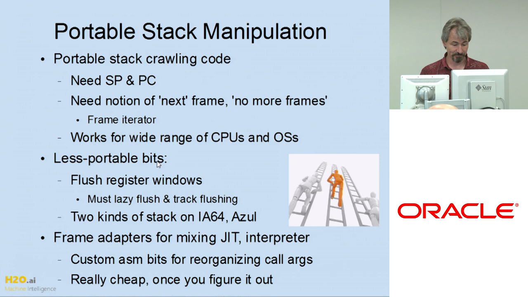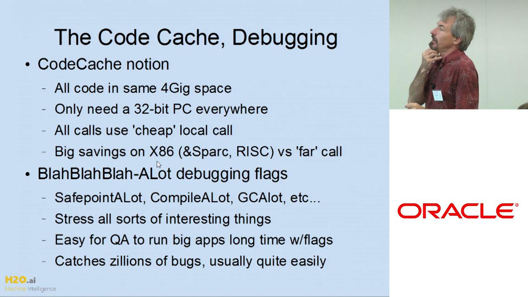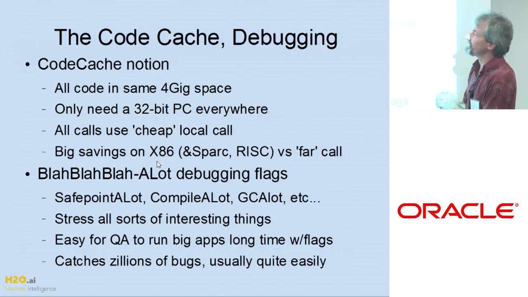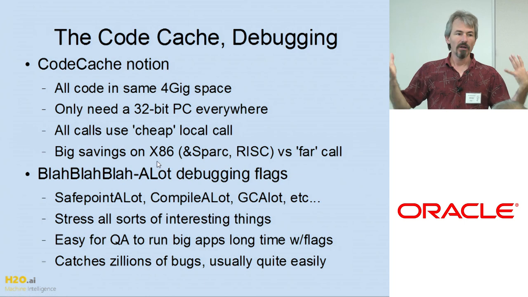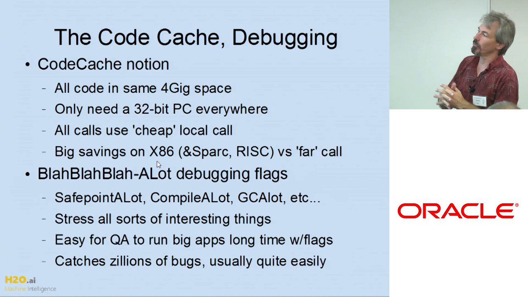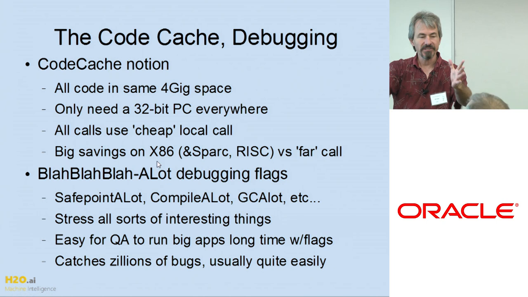The notion of a code cache. One of the key things that didn't seem like key, but it does now, is that all your code lives in the same 4 gig space, even on a 64-bit VM, so that you can use a 32-bit program counter everywhere. You can use the cheap version of the local call instruction instead of a 64-bit call, which typically has a lot more overhead and cost to it. So big savings on both x86 and SPARC and most of the RISCs I looked at, versus some sort of far call. So the code is contained within a 4 gig region. It didn't matter where.